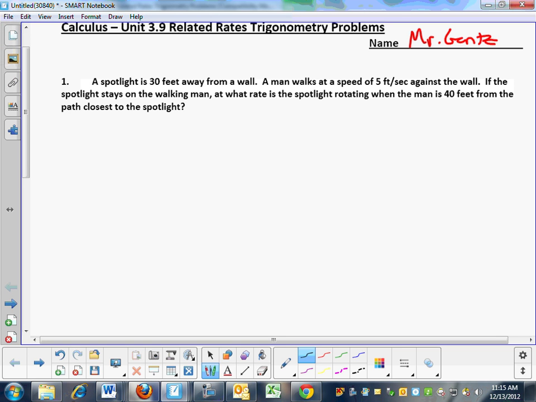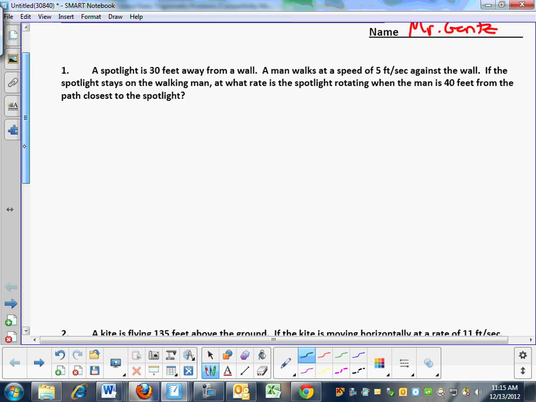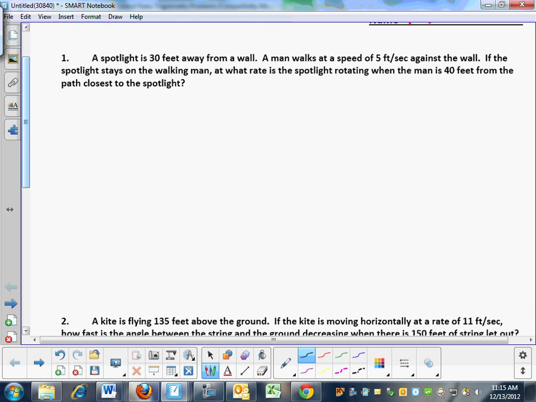Okay, here we go. A spotlight is 30 feet away from a wall. A man walks at a speed of 5 feet per second against the wall. If the spotlight stays on the walking man, at what rate is the spotlight rotating when the man is 40 feet from the path closest to the spotlight?